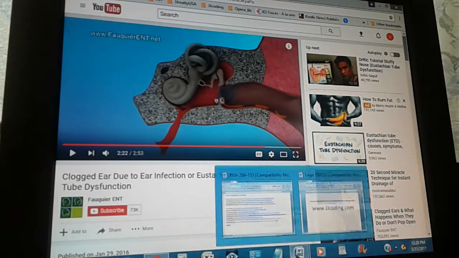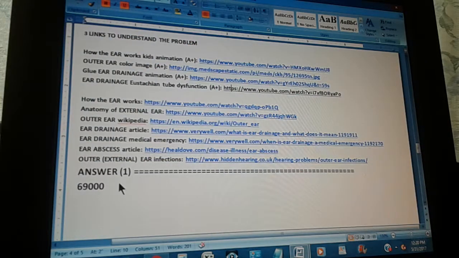Let's go back to our theory, our problem. The answer is 69000. So you have the problem, you have the tips, and you have the answer. Now we're going to count to 3, so you can pause the video and give us the path. The path is how we got to the answer. So 1, 2, 3.